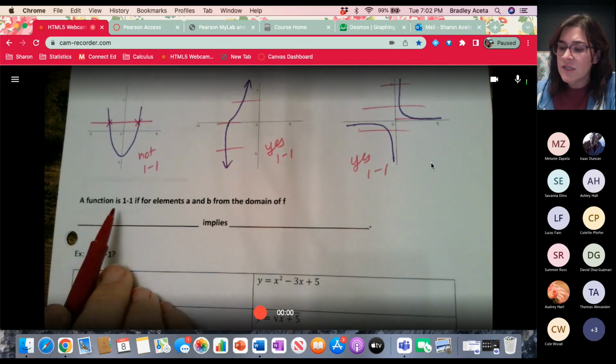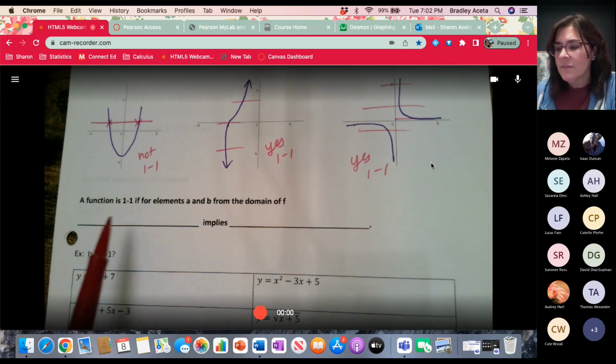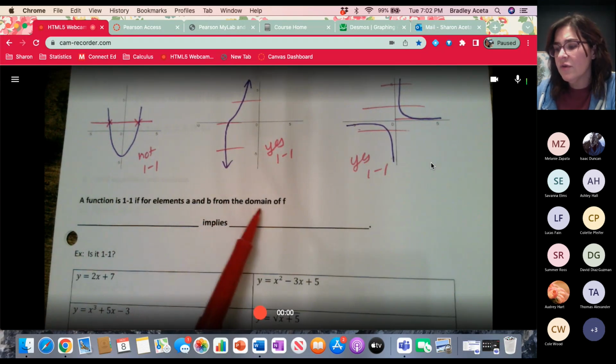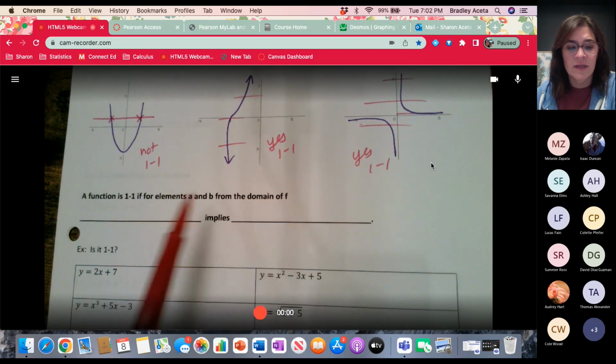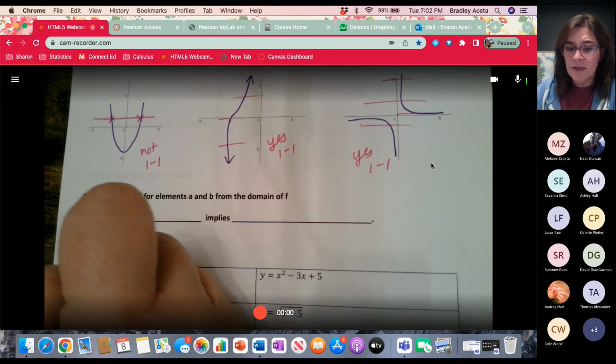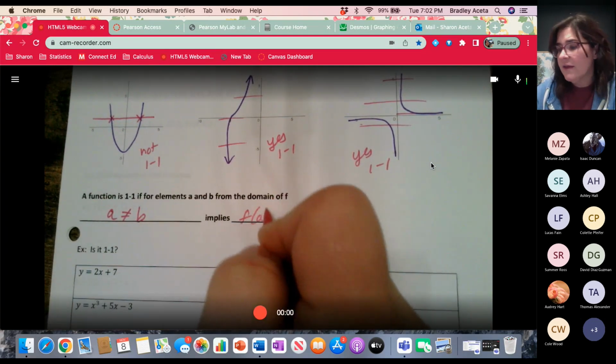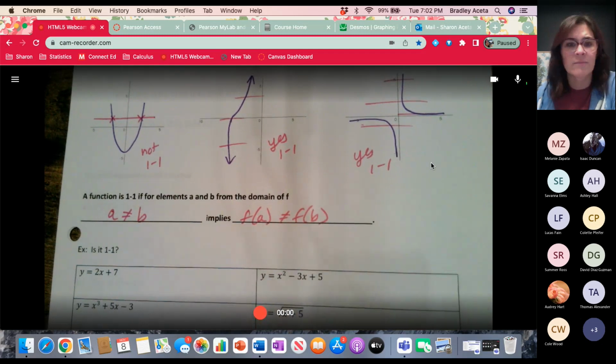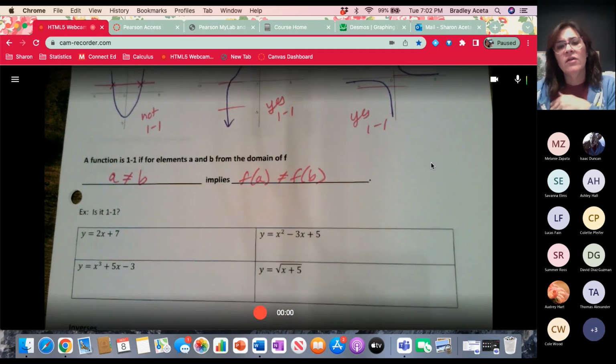All right, now a function is one-to-one if for elements A and B from the domain of F, A not equal to B implies that F of A is not equal to F of B. And again, all they're saying is you don't want to have multiple x's and multiple y's be equal. You want them to be different, okay? So I wanted you to write down that little extra idea of what it means to be one-to-one.